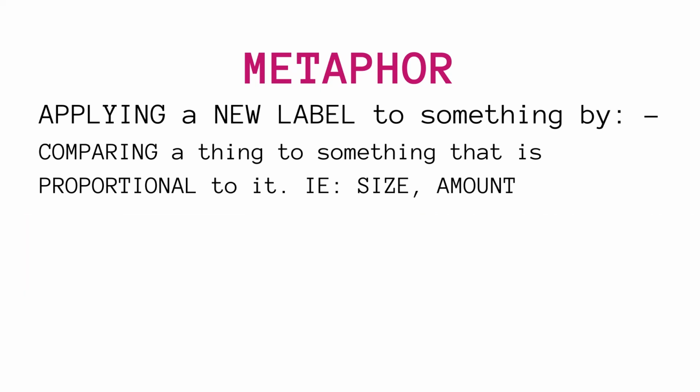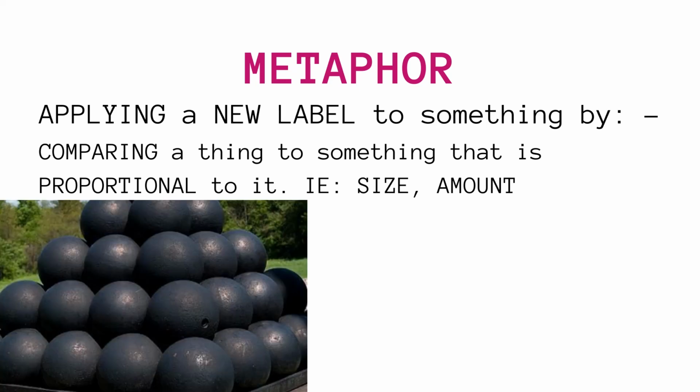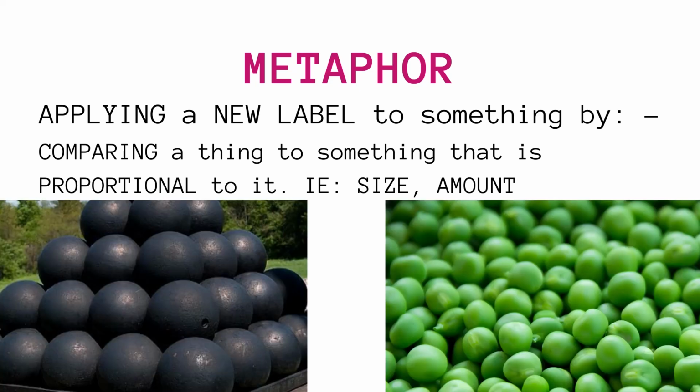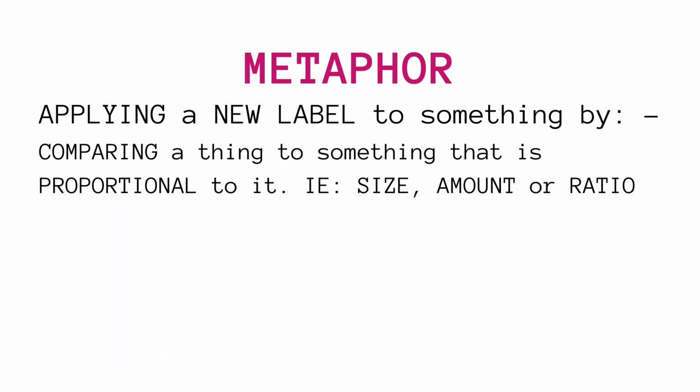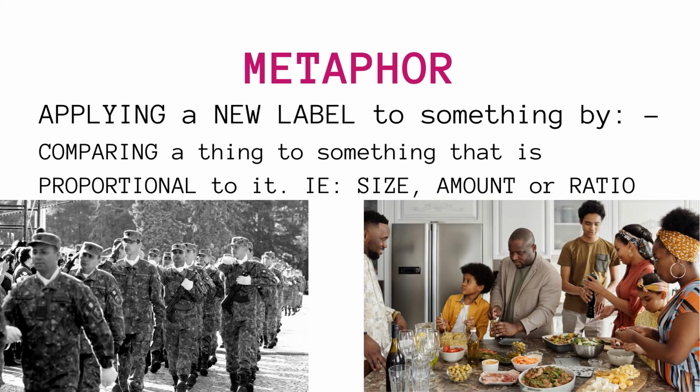Or they could be the same amount of something. So you could have a similar amount of cannonballs and a similar amount of peas. Or you could say that they have a similar sort of ratio. So you could say that an army and a family are a lot of people. So the metaphor could be that you're preparing enough food for an army.